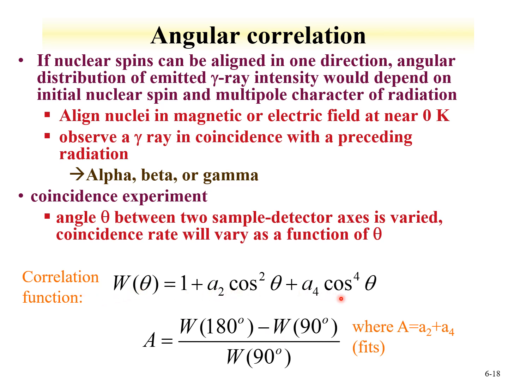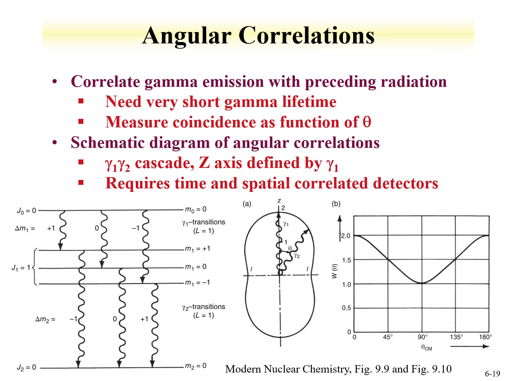Its correlation function is listed here. So basically, if I had a detector, for instance, that could see two gammas, I should be able to see a rate as a function of angle between the two detectors. And this rate as a function of angle should be able to be plotted and will be based upon the multipole characteristic of the gamma radiation emitted. An example of this is shown here, where we need to correlate gamma emission with the preceding radiation. We need very short lifetimes, so no metastable states. And we need to be able to measure coincidence as a function of an angle, so this theta.